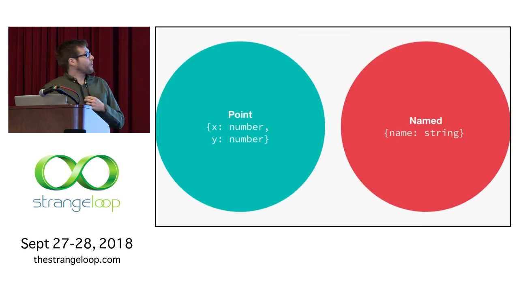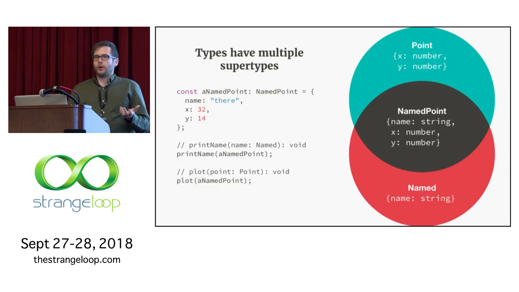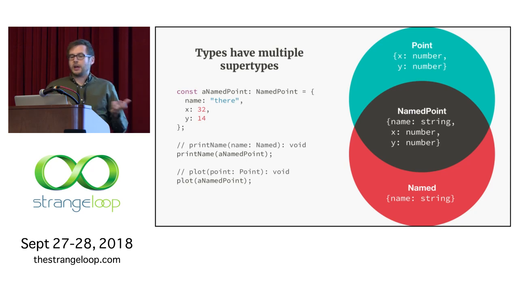Other interesting things pop out of this as well. If we have another type called Named, that are things that have a name, then we also see that NamedPoint naturally is a subtype of both of those things. It's kind of the intersection of both of these two types. All NamedPoints can be used anywhere a Named is expected. They can also be used anywhere that a Point is expected.